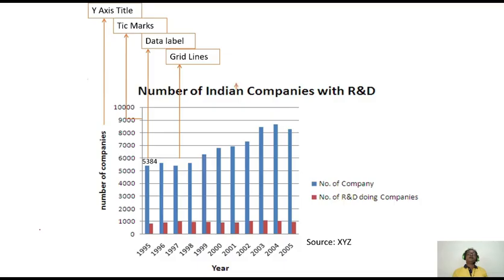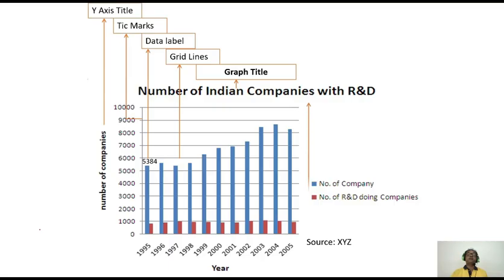Then coming up next, this is the title of the graph. This is called the graph title. This gives an idea about overall what the graph is representing. Otherwise, you may get an x-axis and y-axis, but you might not understand the purpose of the graph. Here you see the number of Indian companies with research and development. So you get an idea that Indian companies having research and development across different years will be shown. Okay, so this is one.